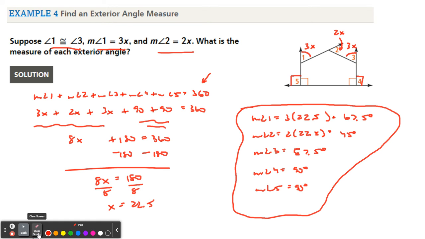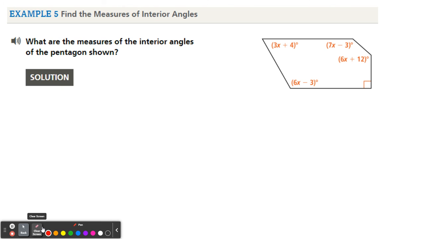Okay, we got one more problem to do. Number 5, it says, what are the measures of the interior angles of this pentagon? Right, so it's a pentagon. Now notice these interior angles, this is not a regular pentagon, right? So we just need to find the sum of the angles and set this all equal to it.